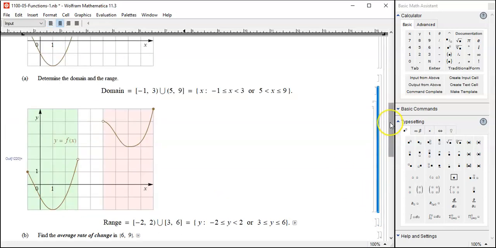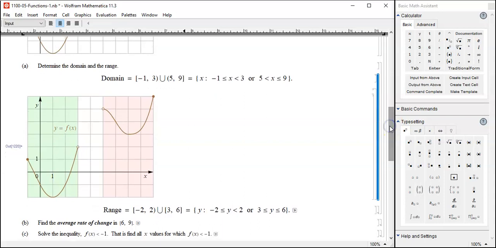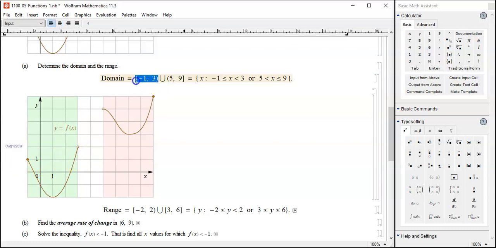Alright, this color coding may help you. Horizontally, from -1 to +3, which I just highlighted in blue, let me highlight in green, because this is a little bit greenish. And then from 5 to 9, let me highlight it in red. So this or that. Do you see? This part and that part.